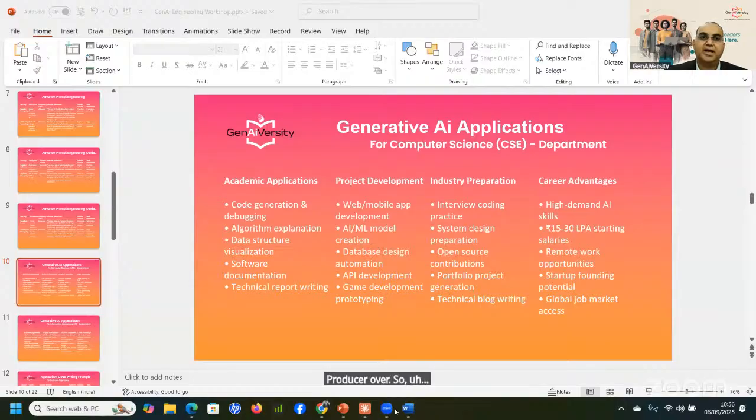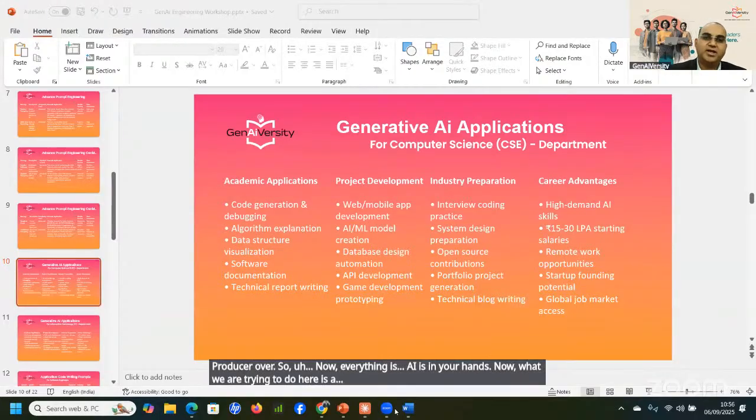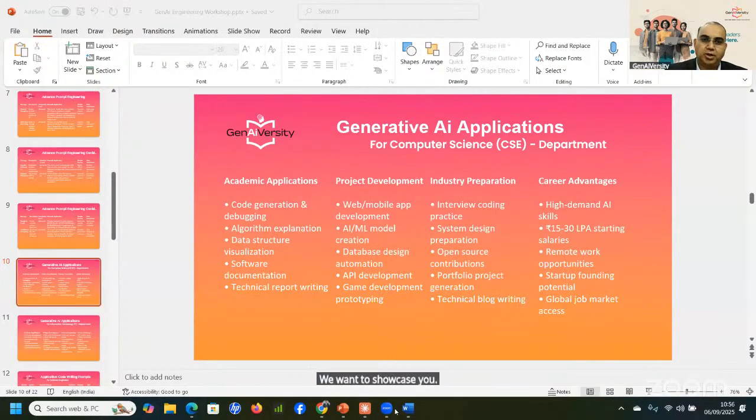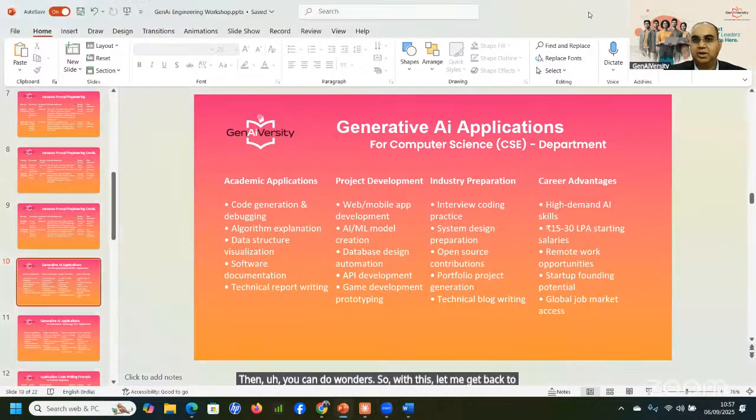Now everything, AI, is in your hands. What we are trying to do here is showcase how to use it, how to build the systems, what its potential is, how easy it is, so that we can build confidence in you and you can do wonders. So with this, let me get back to my continuation.